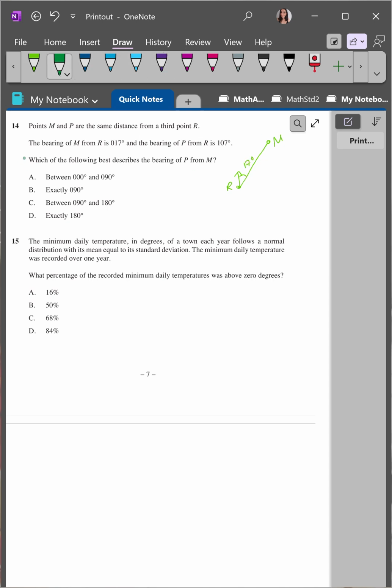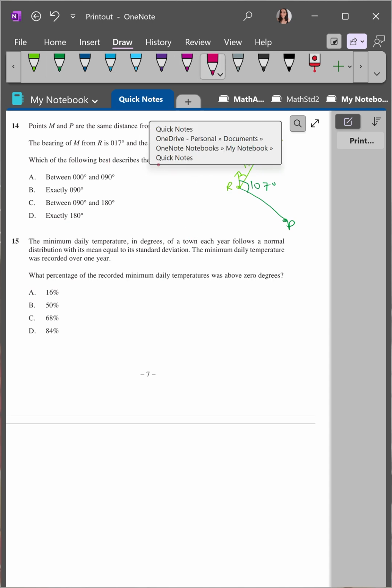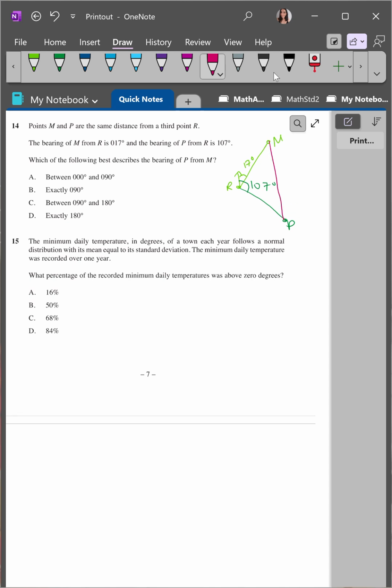Now let's switch colors. The bearing of P from R is 107 degrees. So let's draw this line here, and from R, this is going to be P, 107 degrees. And now it's asking for the bearing of P from M. So we're going to draw a line for them to meet, and the bearing of P from M. So from M means we draw the north at M, and we're going to try and find this bearing.